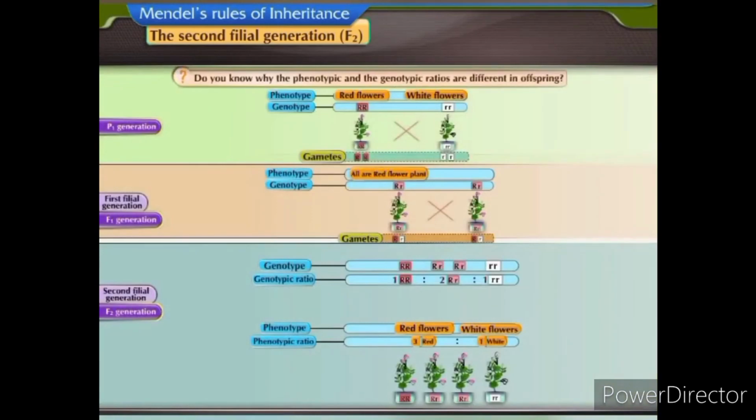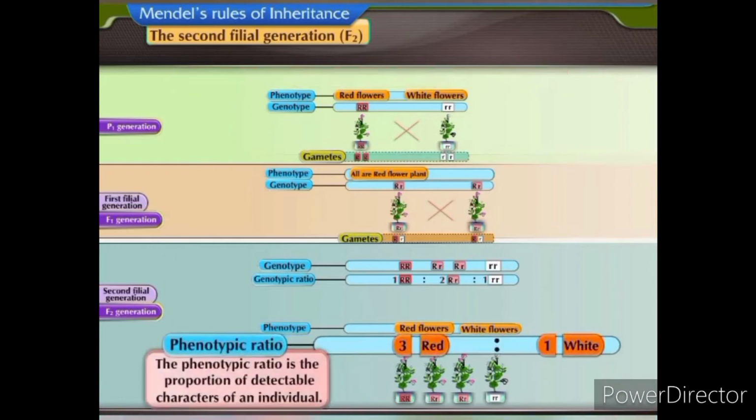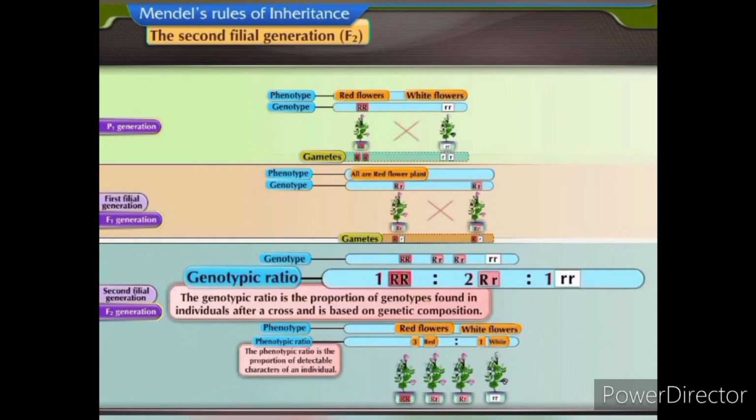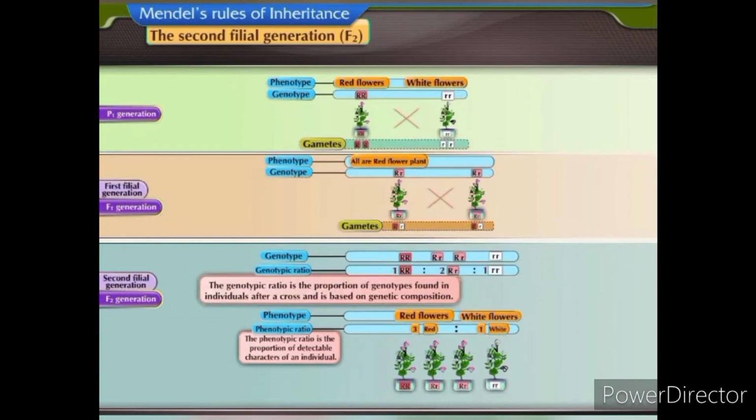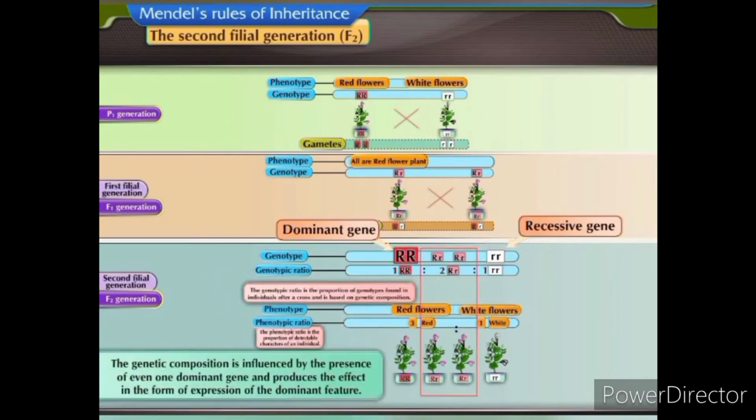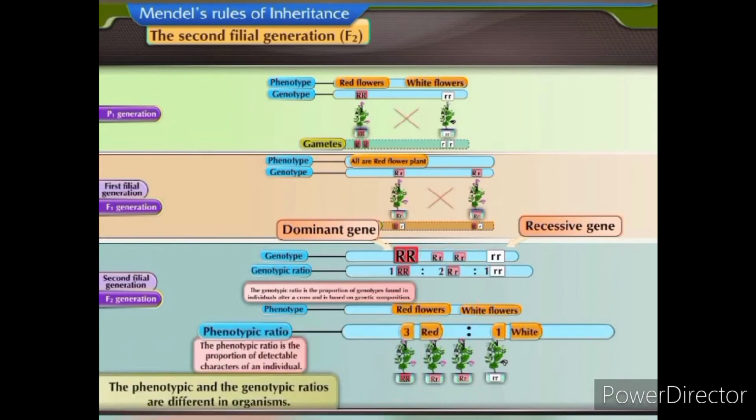Do you know why the phenotypic and the genotypic ratios are different in offspring? The phenotypic ratio is the proportion of detectable characters of an individual. The genotypic ratio is the proportion of genotypes found in individuals after a cross and is based on genetic composition. As there are dominant and recessive genes existing for a particular character, the genetic composition is influenced by the presence of even one dominant gene and produces the effect in the form of expression of the dominant feature. That is why the phenotypic and the genotypic ratios are different in organisms.